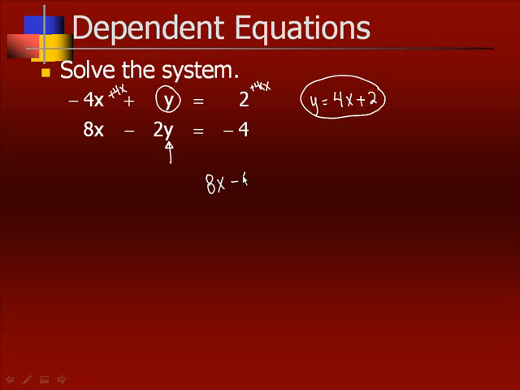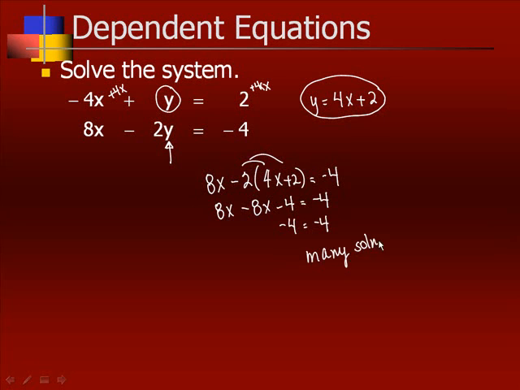So we would get 8x minus 2 times y, but we just said y was 4x plus 2, equals negative 4. Now if we distribute that negative 2, that gives us negative 8x minus 4 equals negative 4. Combining like terms, 8x minus 8x cancels. Okay, same thing as earlier. Your x's and y's cancel, but now this time the result is true, negative 4 equals negative 4. In that case, we say that there are many solutions.